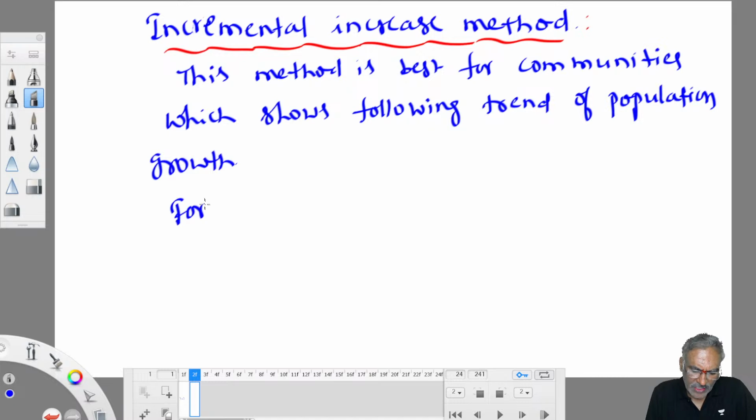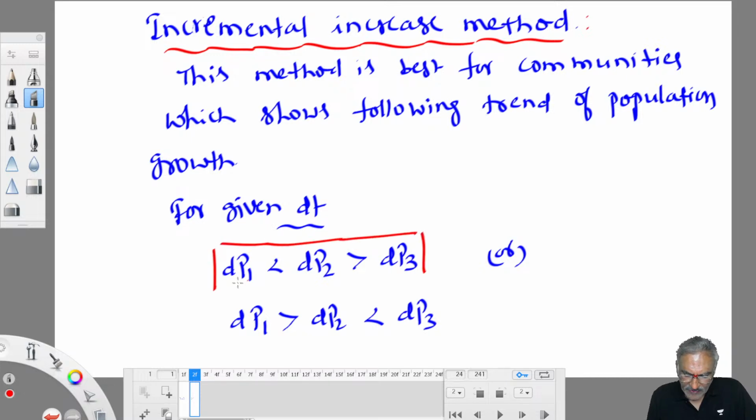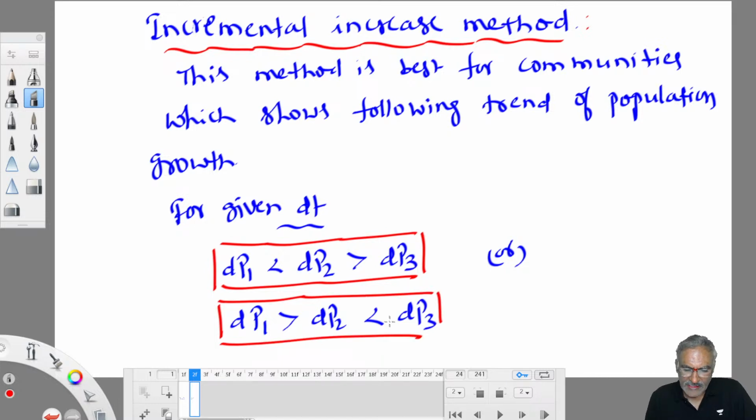So we need to observe only this because we have got only census data with us. For given dt, if dp1 is less than dp2 and dp2 is more than dp3, or otherwise for given dt, dp1 is greater than dp2 and dp2 is less than dp3. So sometimes the rate of increase of population decreases, sometimes the rate of increase increases. If this kind of trend is there, we can apply the incremental increase method.